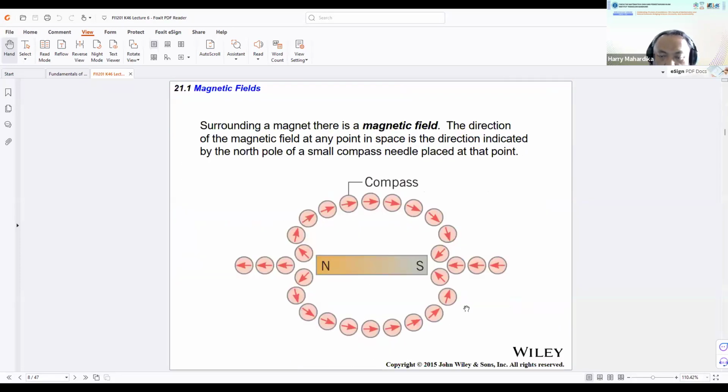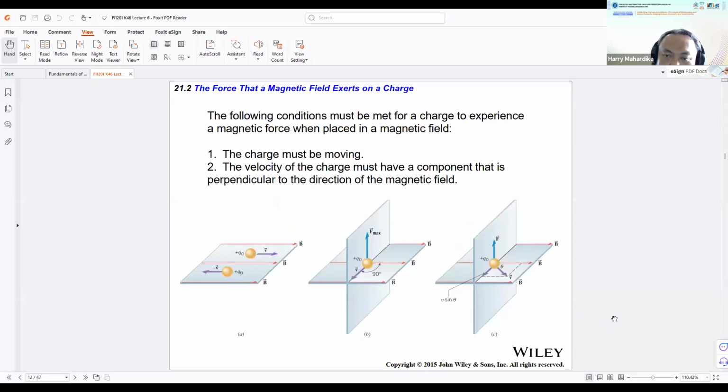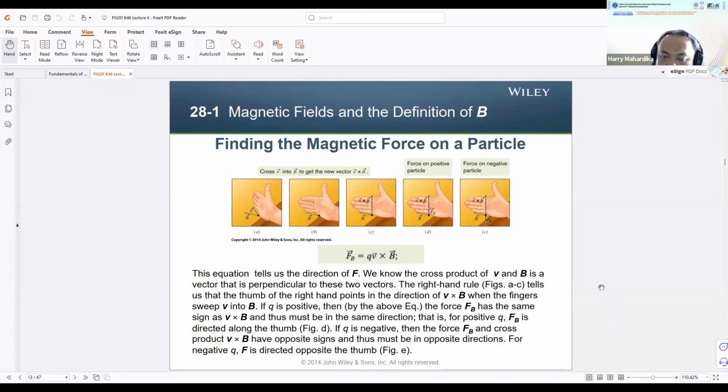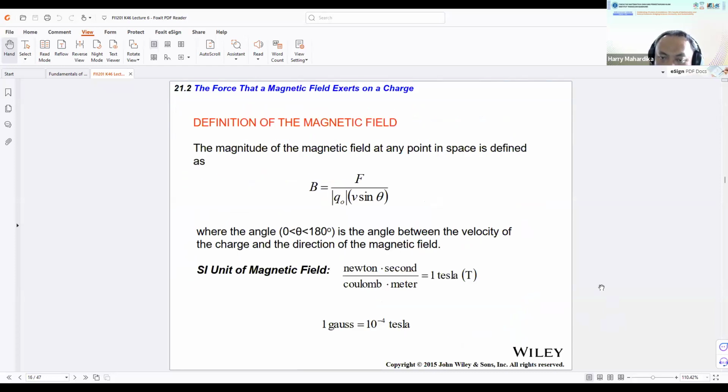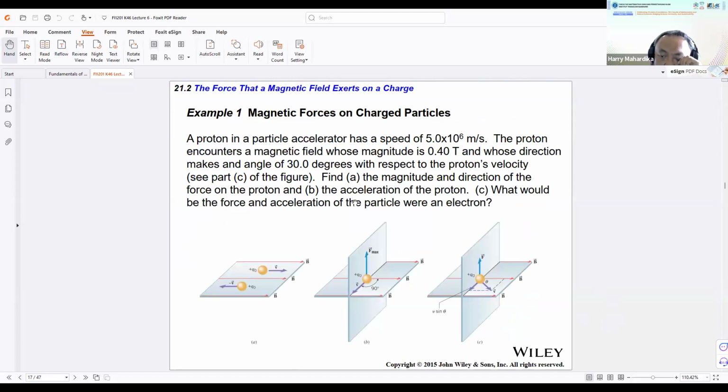For illustration, to see how B, Q, and V behave, let's look at this example. Okay, taken from example 1, talking about magnetic forces on a charged particle. We consider here in the example a proton in a particle accelerator that has a speed of 5 times 10 to the power of 6 meters per second. The proton encounters a magnetic field whose magnitude is 0.4 Tesla.